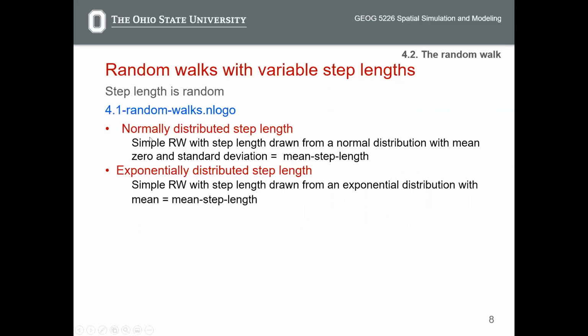For example, normally distributed step length: simple random walk with step length drawn from a normal distribution with mean 0 and standard deviation equal to the mean step length. Or you can use another probability distribution, exponentially distributed step lengths: simple random walk with step lengths drawn not from a normal distribution, but from an exponential distribution with mean equal to the mean step length.